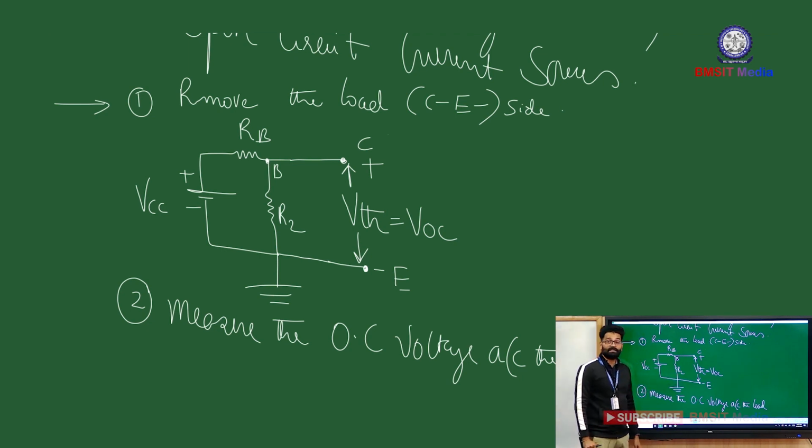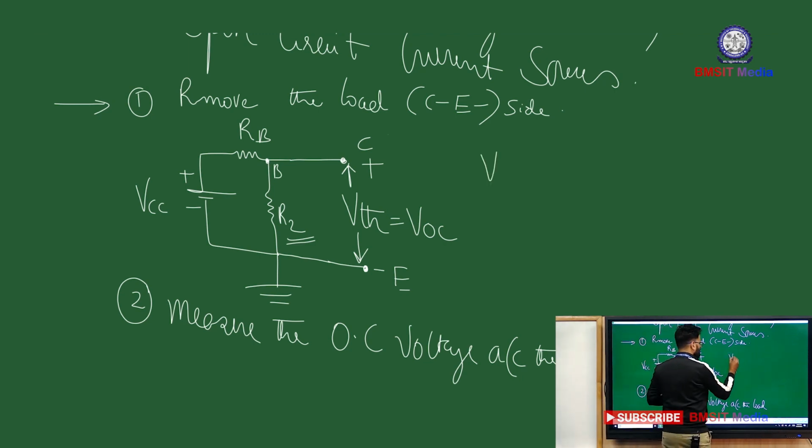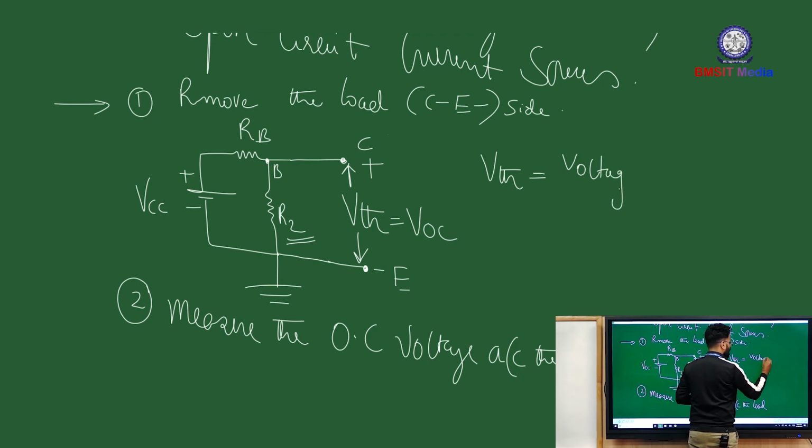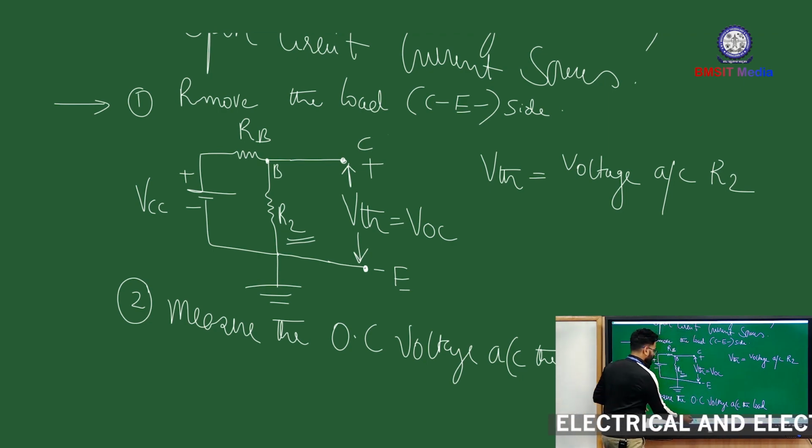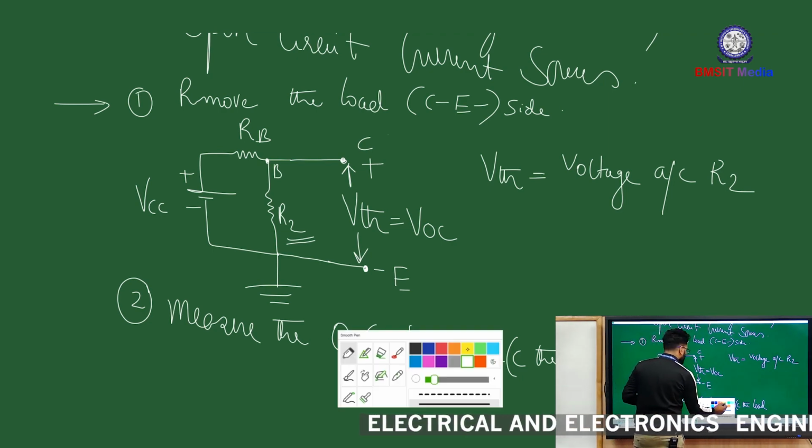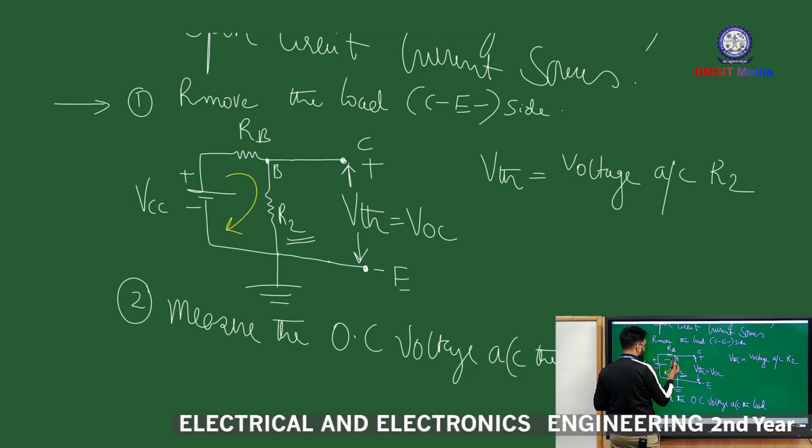So how will you find VTH? Practically, it is pretty easy. You just connect a multimeter or a voltmeter over here, and the voltmeter records the voltage. Basically, VTH is nothing but the voltage measured across R2. So you can write VTH is equal to the voltage across R2. How will you find the voltage? Either using the potential divider rule or using conventional Ohm's law.